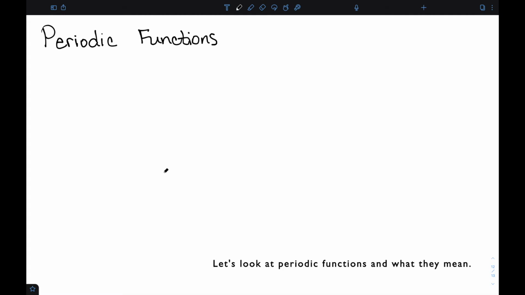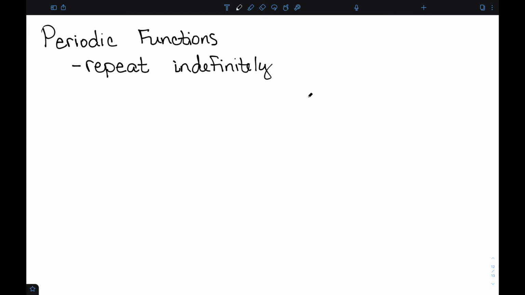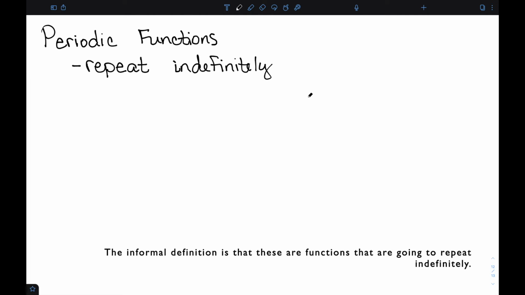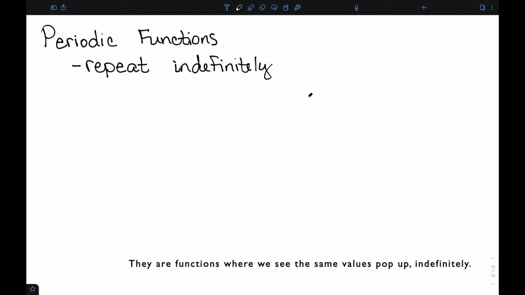Let's look at periodic functions and what they mean. The informal definition is that these are functions that are going to repeat indefinitely. They're functions where we see the same values pop up indefinitely.